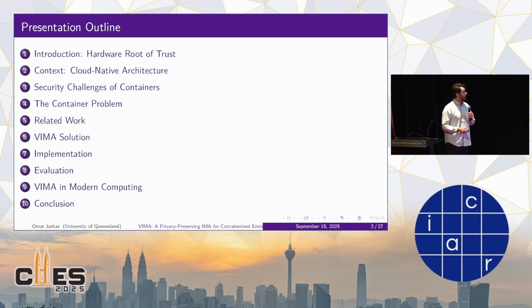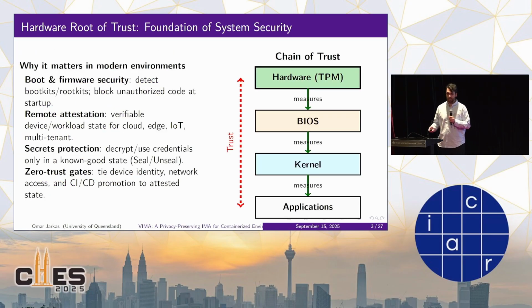This is a quick outline of what we'll be discussing. I want to start by talking about hardware root of trust. I'm sure that most of you know what hardware root of trust is, but for those of you that do not know, the concept comes from the idea that hardware is more trustworthy than software because it's harder to subvert. So you can place your trust in hardware, and then from the hardware you can measure the overlying software layer, trust it, and then this software will measure all the way until you reach your application that needs to be trusted. You can have boot and firmware security, remote attestation, secret protection, and zero trust gates.